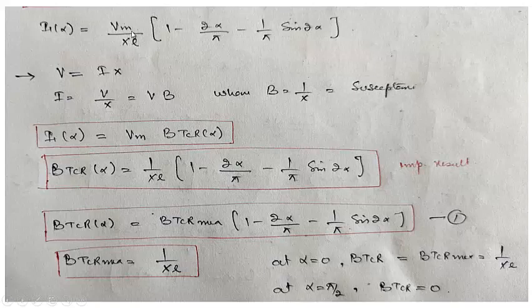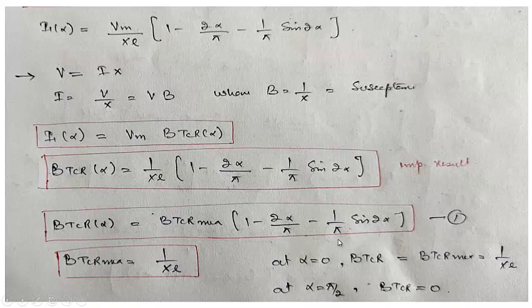Whatever is multiplied with Vm will simply be the susceptance, and that susceptance will be 1 by XL times 1 minus 2 alpha by pi minus 1 by pi sine of 2 alpha. This is a very important result. So I can write it as BTCR max, or B max, times 1 minus 2 alpha by pi minus 1 by pi sine of 2 alpha, where BTCR max or B max will be equal to 1 by XL.